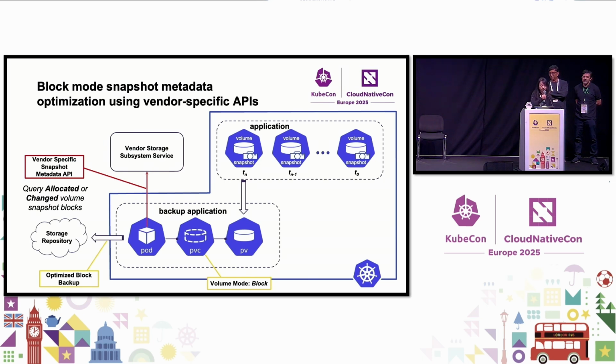So in this talk, we are going to focus on the snapshot metadata access optimization. We are going to talk about how this works currently without this feature. Without CBT, a backup software will have to call vendor-specific APIs to retrieve snapshot metadata. For a full backup, it needs to query the allocated blocks. For incremental backup, it needs to query the changed blocks. So that is highly inefficient.